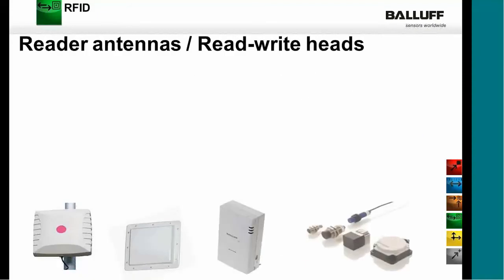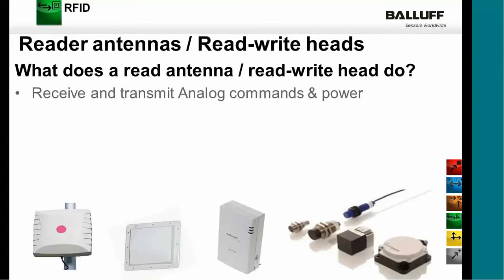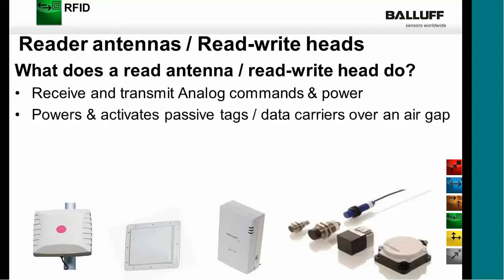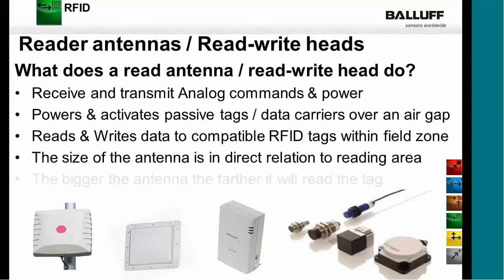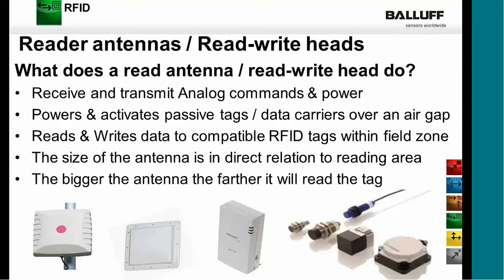The antenna, also known as a read-write head, serves the function to receive and transmit commands and power. And it in turn powers and activates those passive tags, those code tags. It does that over an air gap, and every tag and head combination will have a different range. When we get into the tags, we'll talk a little bit more about range and what influences the range of a tag. The head reads and writes data to compatible RFID tags within a field zone. So again, if you take a look at our catalog, you'll see the various combinations of read-write heads and tags and the field zones associated to each one of those.